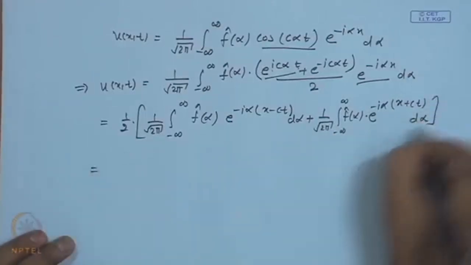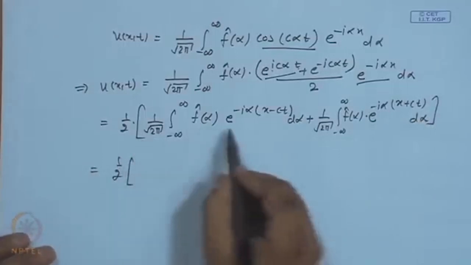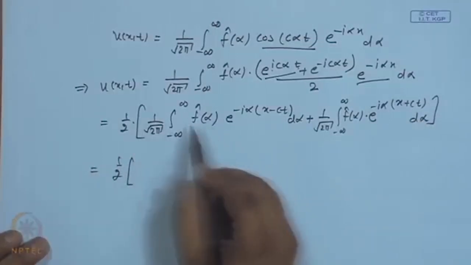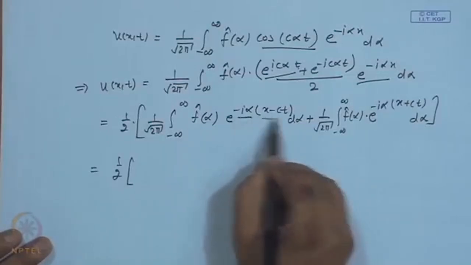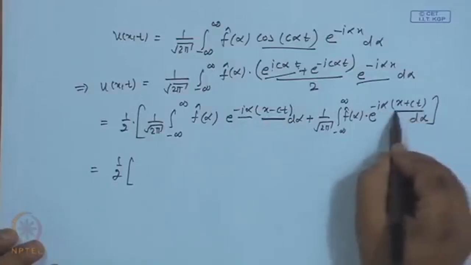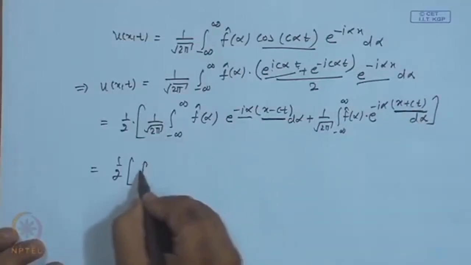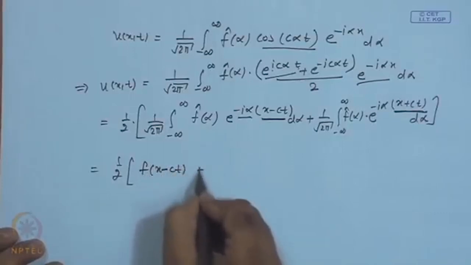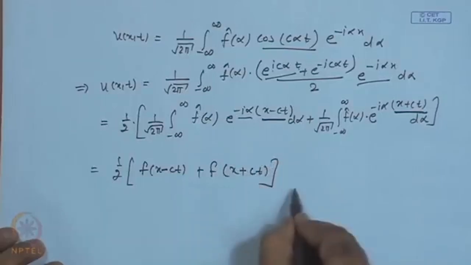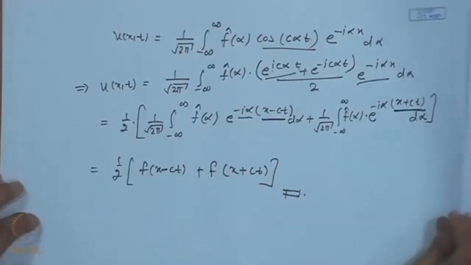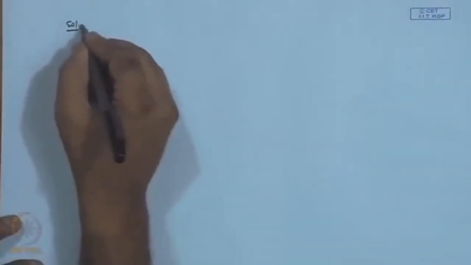So, if we see now that half, and this is the definition of the Fourier inverse. So, we have minus i alpha, instead of x, we have here x minus c t, here we have x plus c t. So, we will get half of f(x minus c t) plus f(x plus c t), and this is also known as D'Alembert solution of the wave equation. So, just one more example for the wave equation, and then at the end we will solve the Laplace equation.